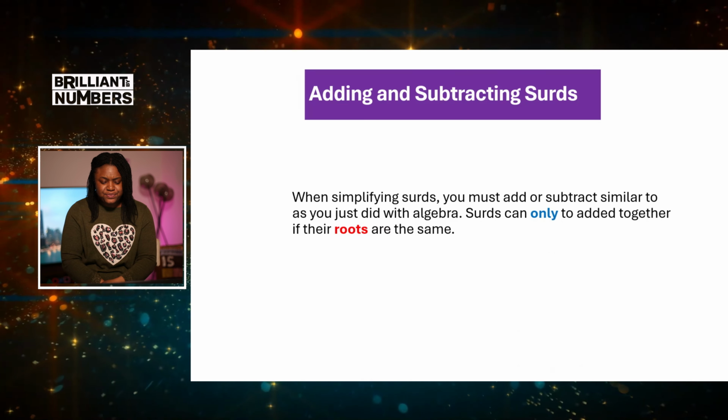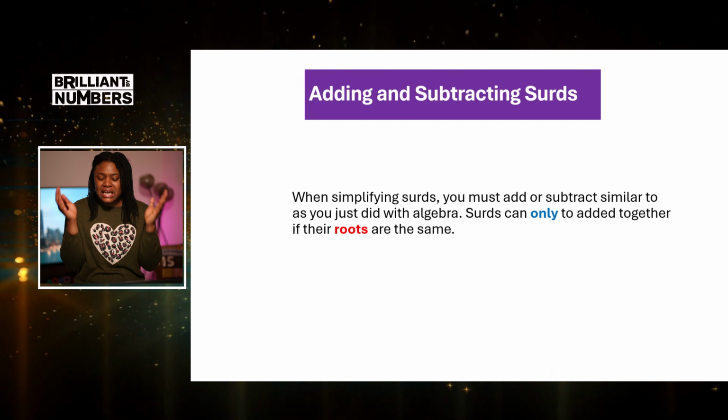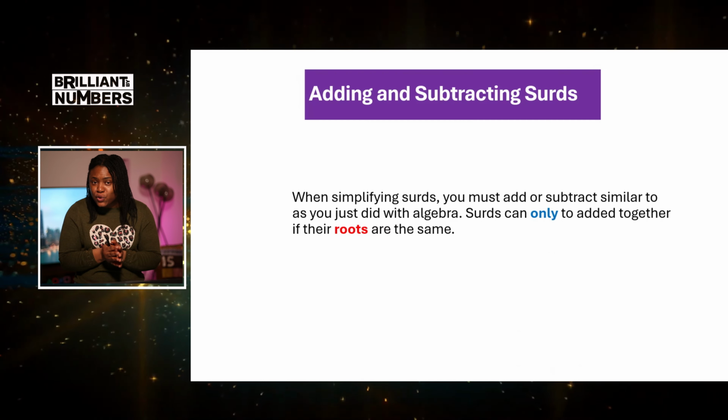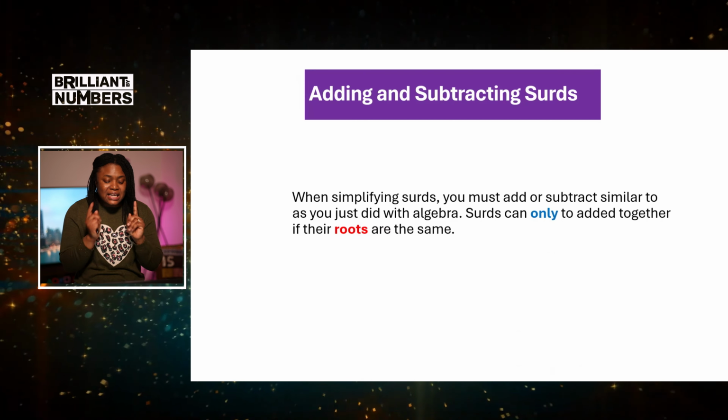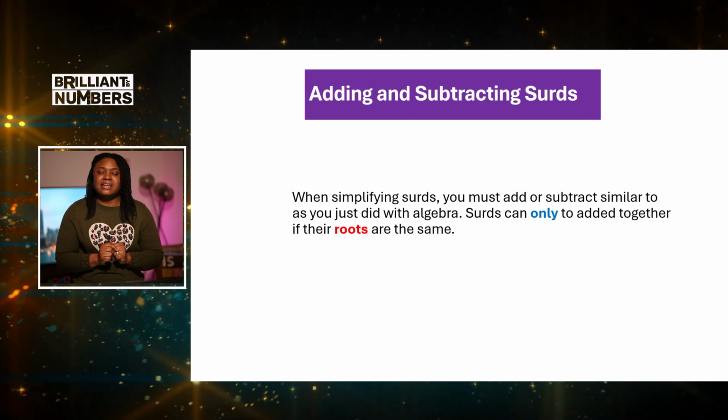So when simplifying surds, you must add or subtract similar to what we have just done in algebra. We can only add the like terms together. Therefore, surds can only be added or subtracted if their roots are the same. Similarly to how we said only A terms could be added together and only B terms could be added together. If the roots are not the same, surds cannot be added or subtracted. So let's go into some practical examples.